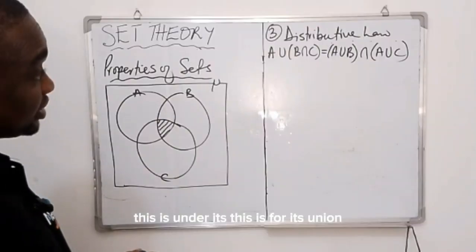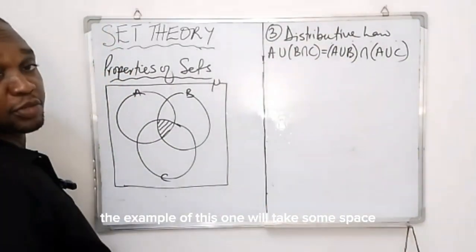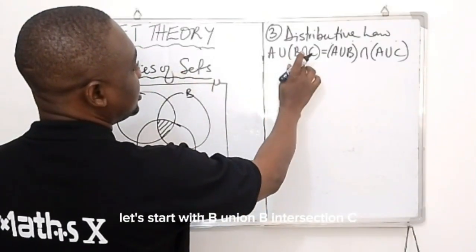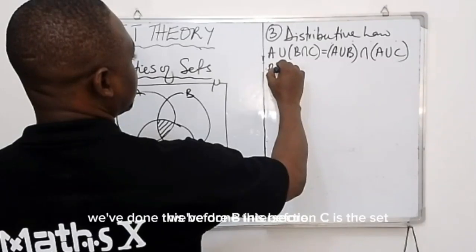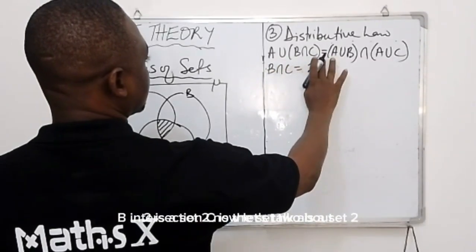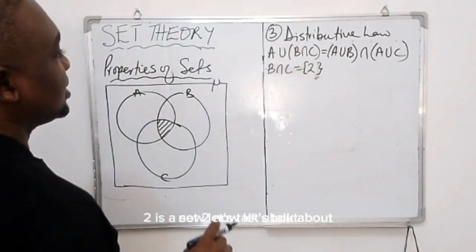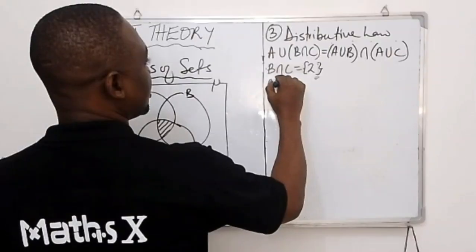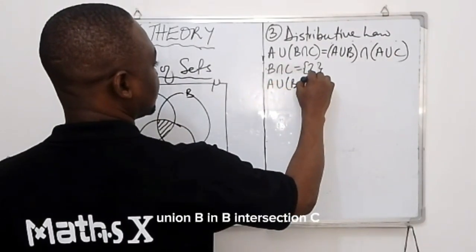This is for union. The example of this one will take some space, so do bear with me. Let's start with B intersection C. We've done this before. B intersection C is the set {2}. Now let's talk about A union B intersection C.